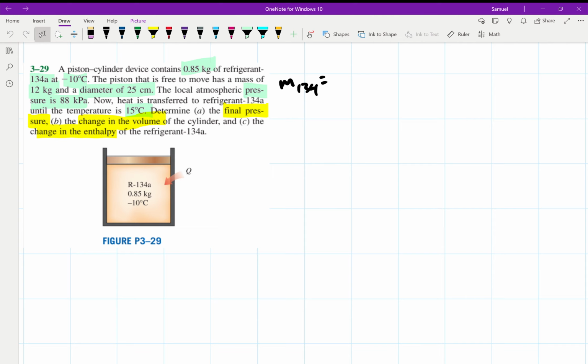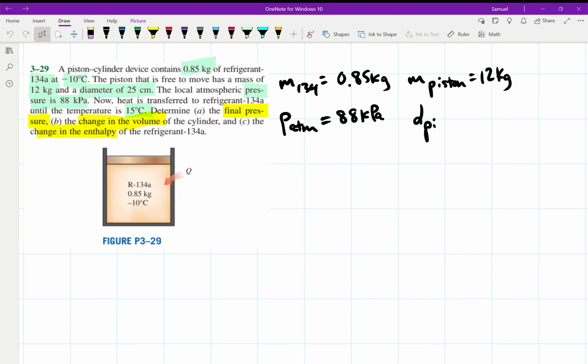The mass of the piston is 12 kilograms. The atmospheric pressure was given as 88 kilopascals. The diameter of the piston was 25 centimeters. I'll go ahead and convert that to meters. That's 0.25 meters. The initial temperature was negative 10 degrees Celsius, and the final temperature was 15 degrees Celsius.